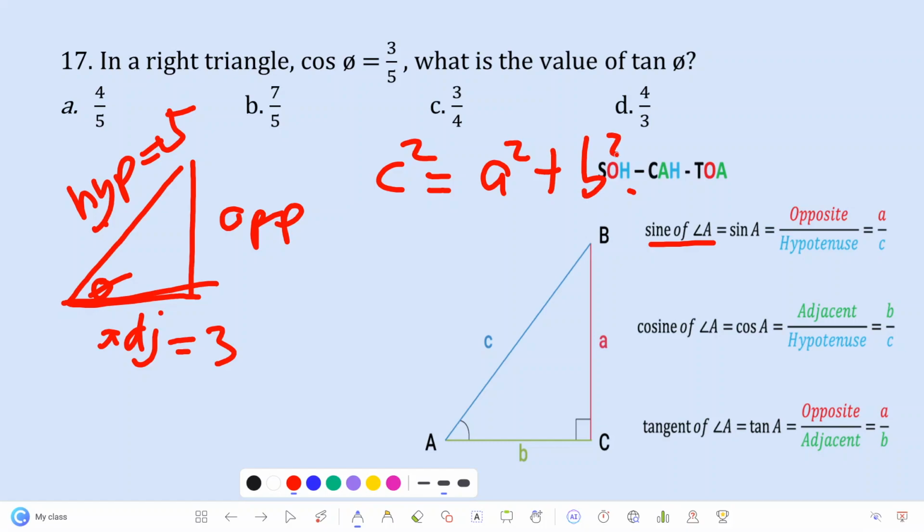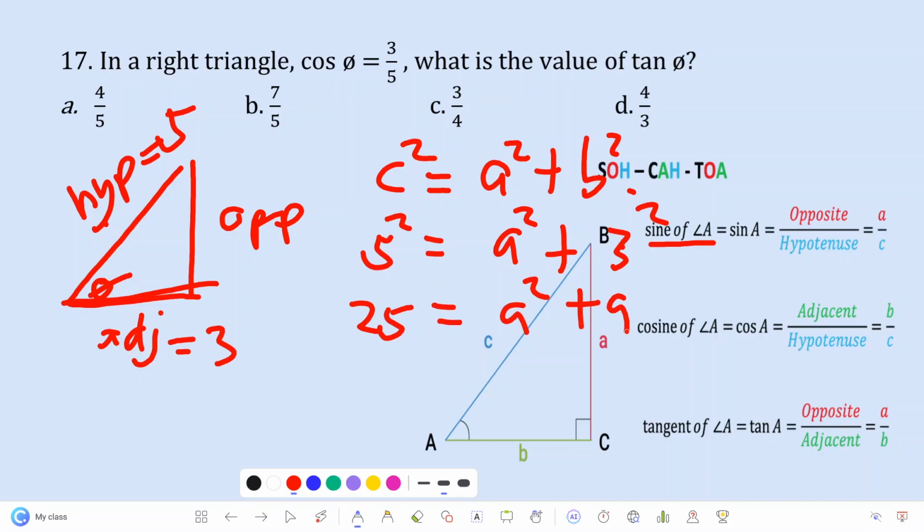So, ano ba ang hypotenuse natin? Ang hypotenuse natin is 5 squared is equal to a squared. Kunyari, ang a squared ay ang opposite. So, then, ilagay natin siya, plus b squared. Ano ba ang b natin? 3 squared. So, here you have 25 is equal to a squared plus 9. To isolate a squared, mag-minus 9 tayo dito. Mag-minus 9 din tayo dito. So, you will have 25 minus 9 is 16 is equal to a squared.